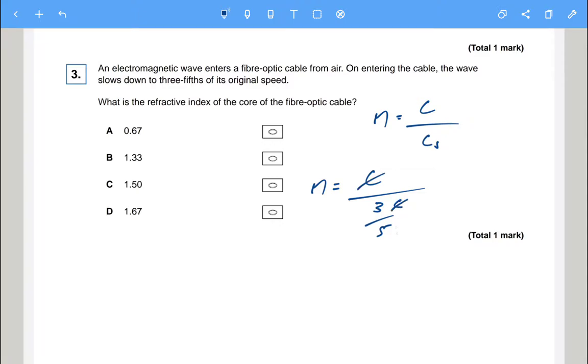So the Cs cancel, bring the 5 up, so the refractive index is 5 over 3, and 5 over 3 rounds to 1.67. So the answer for this one is D. So look at number 4.